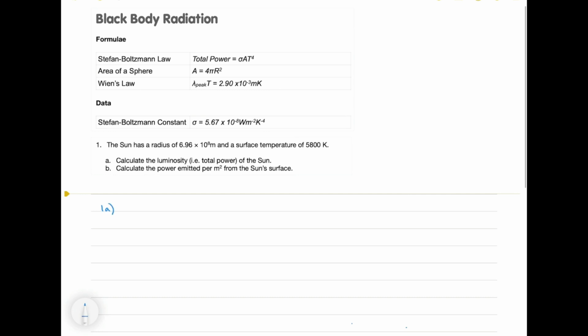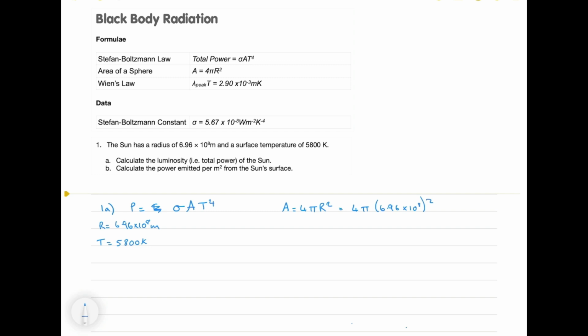So question 1A, we are looking to find the luminosity or the total power of the sun. So we're going to use this equation here. And A is the surface area of a sphere, and we assume that stars are spheres for these purposes. And we're given some data. We're given that the radius of the sun is 6.96 times 10 to the 8 meters, and the surface temperature is 5,800 Kelvin. So let's find out what the surface area of this sun is by popping in the numbers.